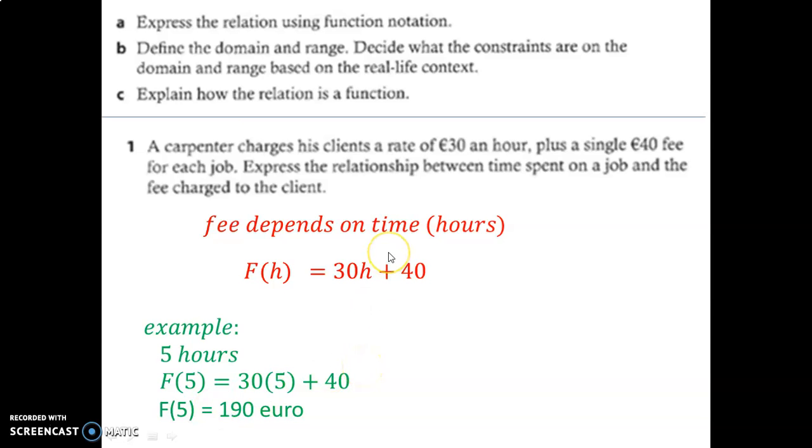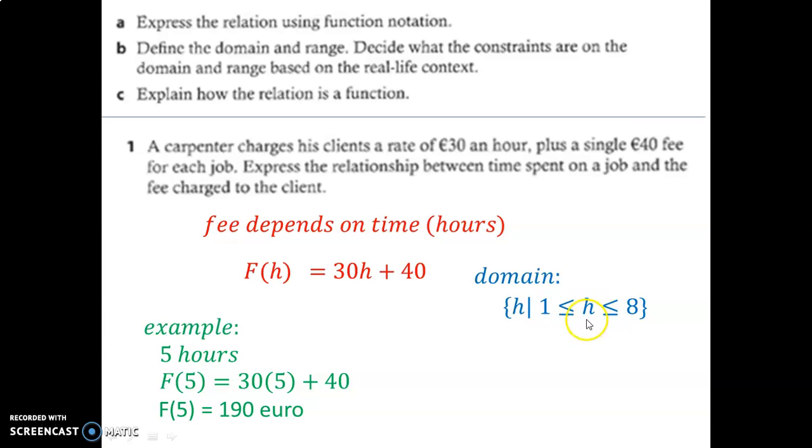Okay, so B, define the domain and range. Well, let's talk about it this way. For domain, what is domain is your input, the hours, right? So what is the reasonable amount of hours a carpenter can work in the day? Well, I decided on a domain of h, so the hours, such that h is between 1 and 8. Okay, and I should have had actually an equal sign there. Maybe I'll change that now. Okay, so I made that change.